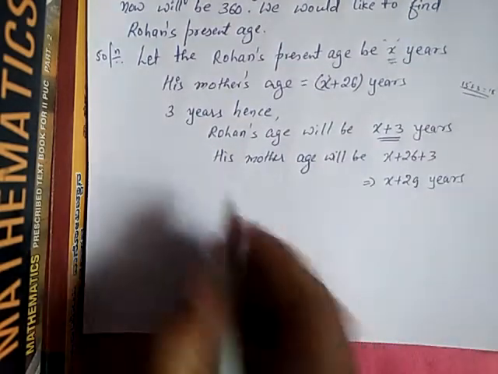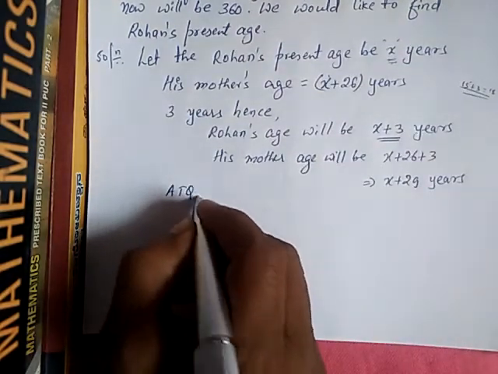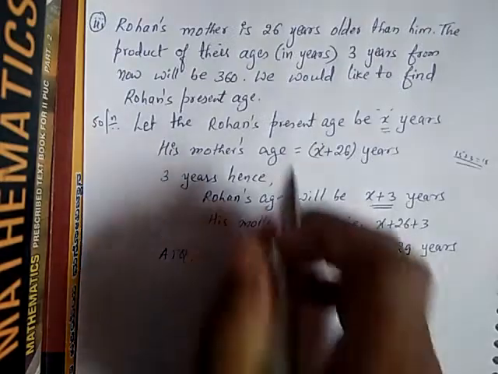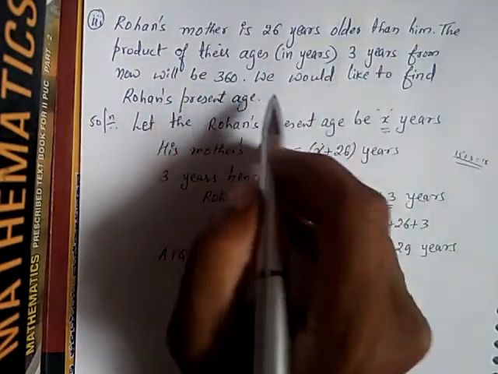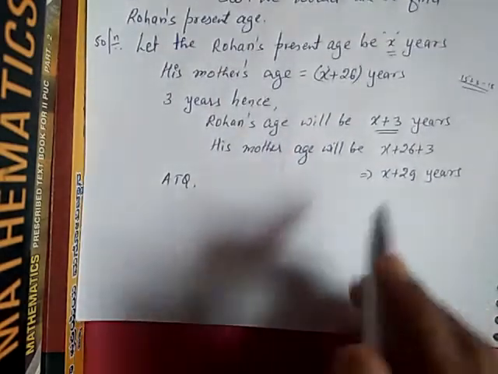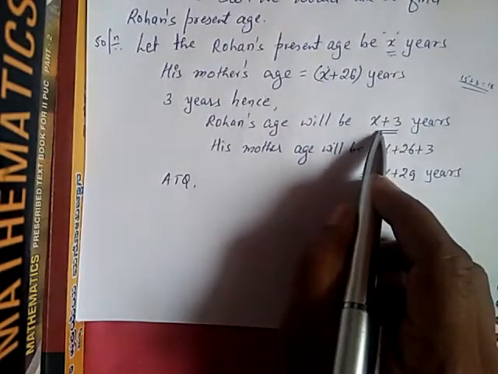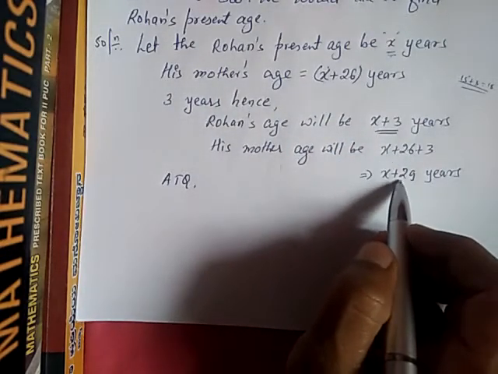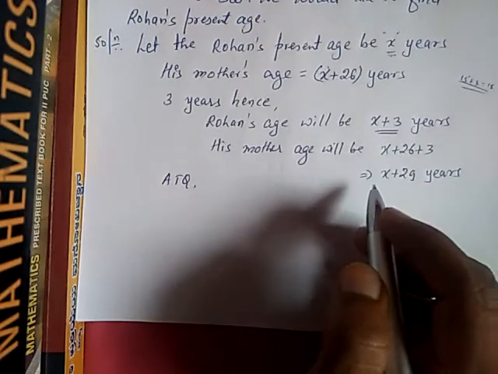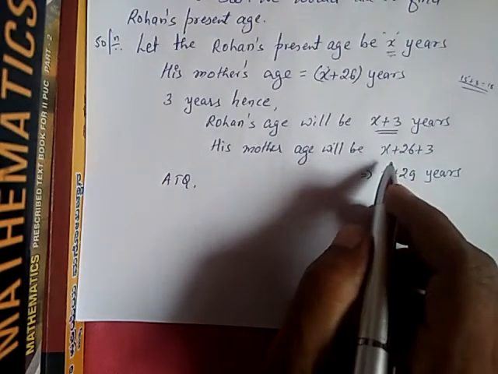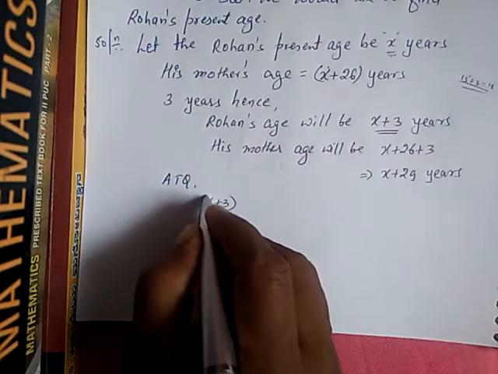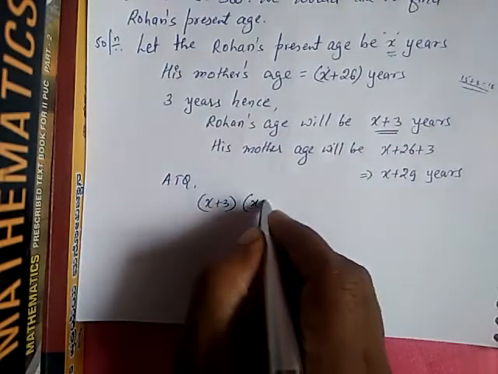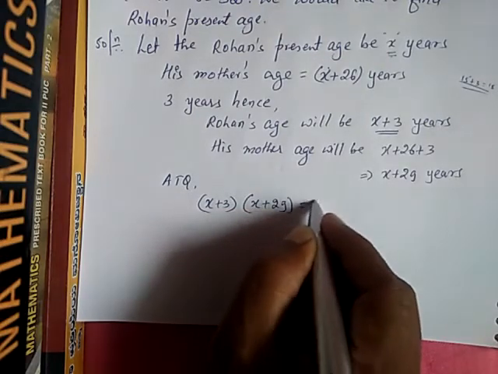Okay, now according to the question, what is given again? The product of their ages 3 years from now will be 360. Means after 3 years, what are the ages of Rohan and Rohan's mother? x plus 3 and x plus 29. The product of these two is what is given here, 360. So I can write x plus 3 into x plus 29 is equal to 360, as mentioned in the question.